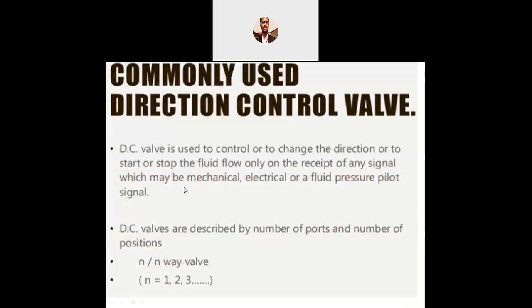Commonly used direction control valves. What are the commonly used direction control valves? DC valves are used to control or change the direction, or to start or stop the fluid flow, only on the receipt of a signal, which may be mechanical or electrical, or a fluid pressure pilot signal. Direction control valves are only used to change the direction or start or stop. That's it. DC valves are described by number of ports and number of positions. N bar N way valves. That is N maybe 1, 2, 3. This can be M bar N.